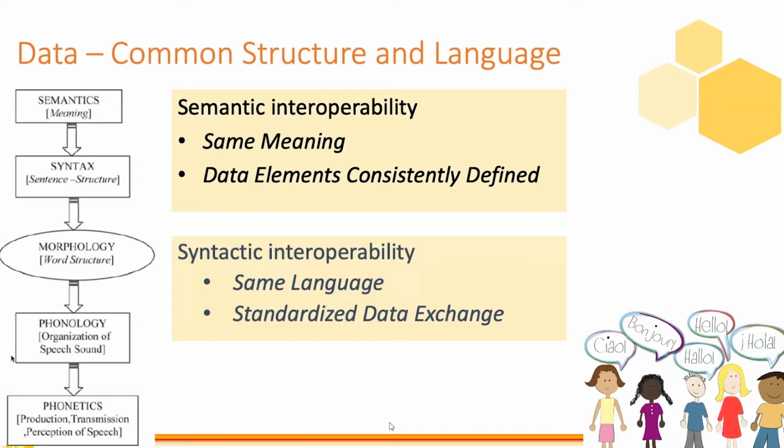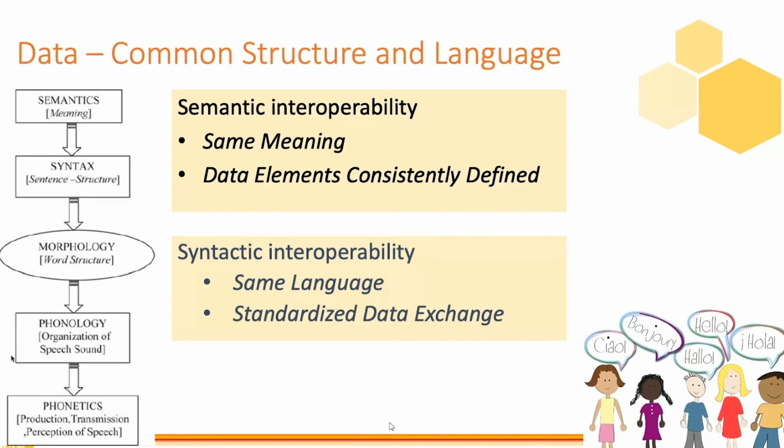So let's just talk a little bit about where I'm coming from on the standard structure and language. Semantic interoperability is where we have the same meaning of our content, and so the data elements are very consistently defined. Syntactic interoperability is where you're using the same language and you have a standardized data exchange.